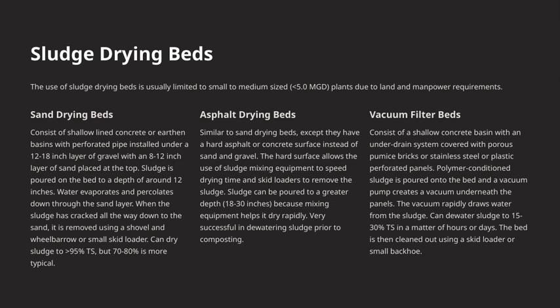Lastly, there's the vacuum filter bed. This setup involves a shallow concrete basin with an under-drain system, which is covered with porous materials like pumice bricks or perforated panels made of stainless steel or plastic. The key here is the vacuum pump, which creates a suction underneath the panels. When polymer-conditioned sludge is poured onto the bed, the vacuum rapidly draws water out of it. This process can reduce the total solids from the sludge to about 15 to 30% in just hours or a few days. Once the dewatering is complete, we clean out the bed using a skid loader or a small backhoe.